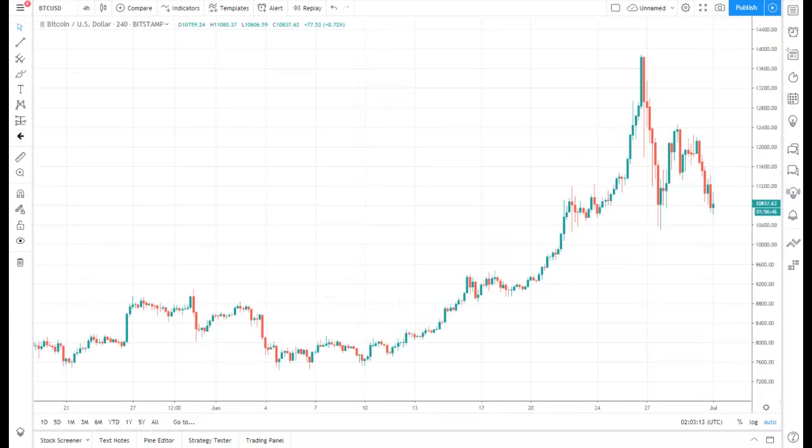This is a Bitcoin chart, or a Bitcoin versus the US dollar chart. And the reason I'm using the Bitcoin chart is because I want to show you that you can use the volume profile on any single market that you are trading. You can use it on cryptocurrencies, you can use it on Forex, you can use it on stocks, and you can use it on futures.